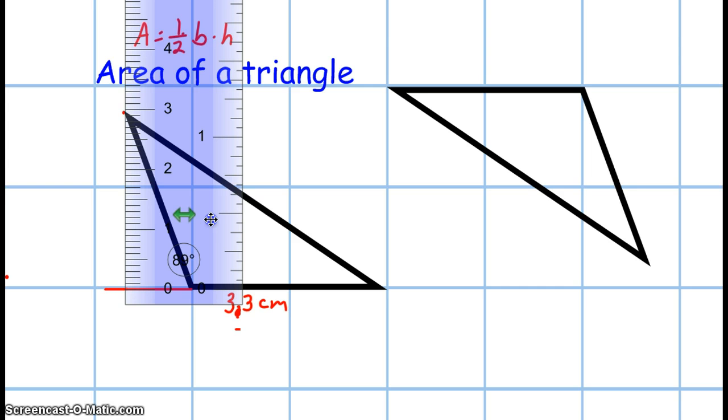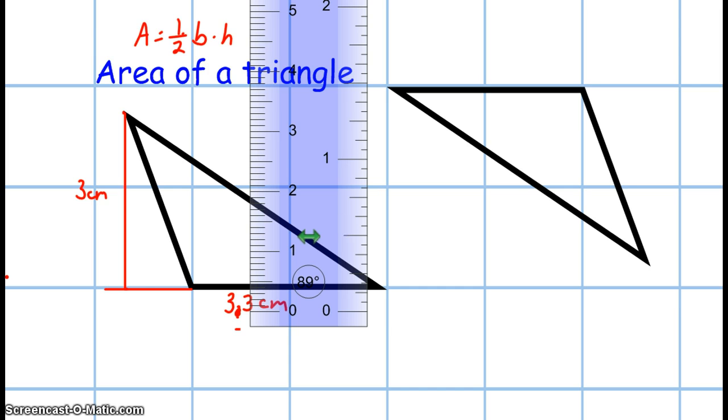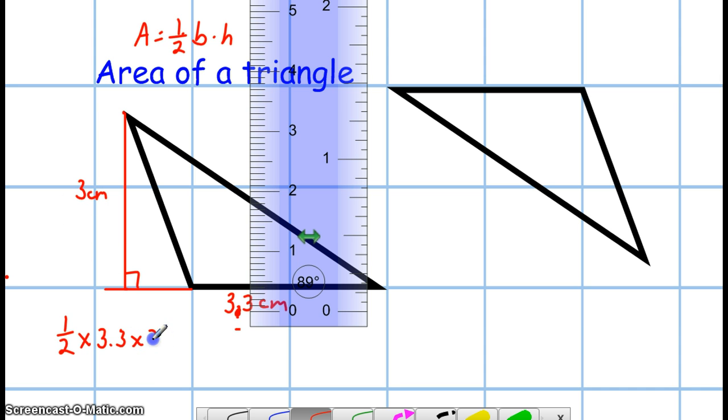It looks like it's 3. What we're going to do is draw a perpendicular line. You can see the distance here from 0 to here is 3 centimeters, so I'll write 3 centimeters. We'll move the ruler to show that we've created a right angle here. And now all we need to do is plug in the numbers. So now we have 1/2 of the base, 3.3, times the height, which is 3.